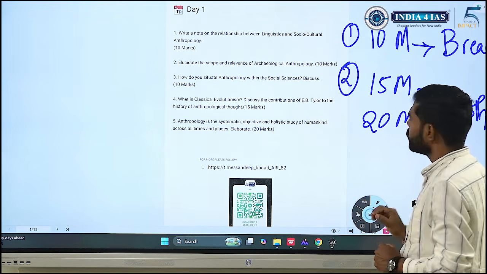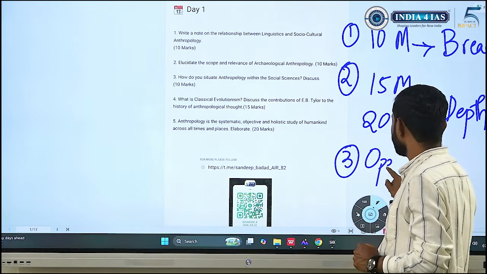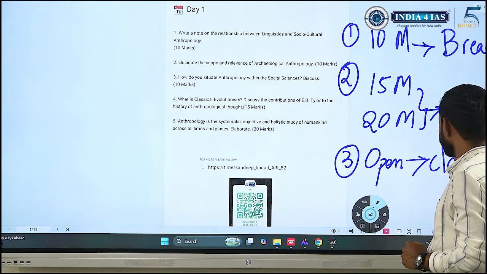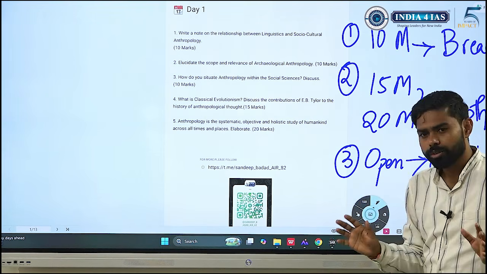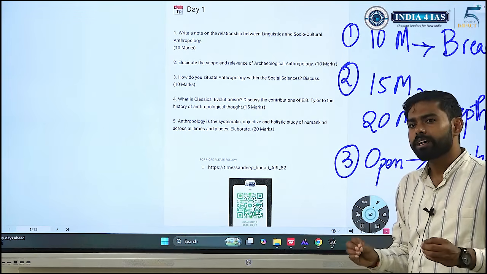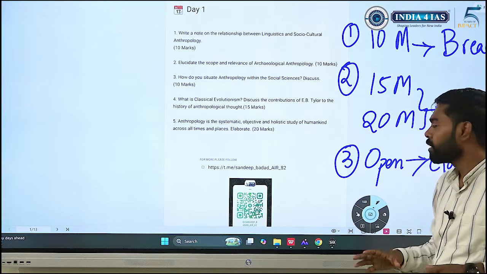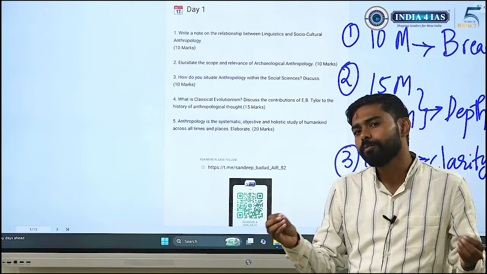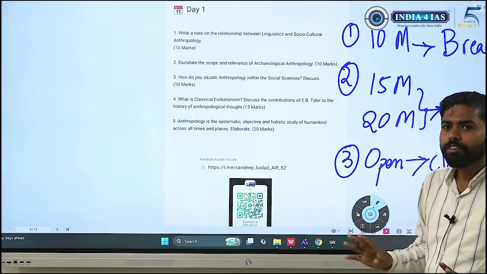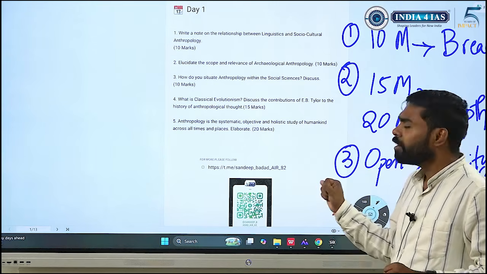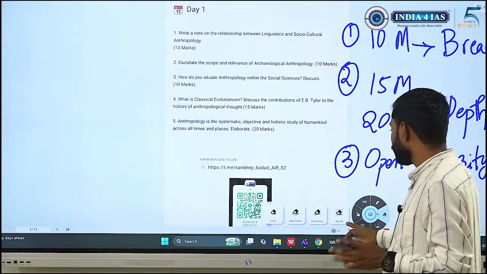So this is the basic rule. And third thing is open questions, where the focus is on clarity. So this is the bottom line, guys. For 10 markers you need to write as much as possible. For 15 to 20 markers you need to explain and show your understanding of concepts in depth. And for open questions you need to use the anthropological knowledge that you have with clear expression. So these are the only 3 basic things which we should be keeping in mind going ahead with the answer writing approaches. All right, so let me directly take you to day 1's questions.